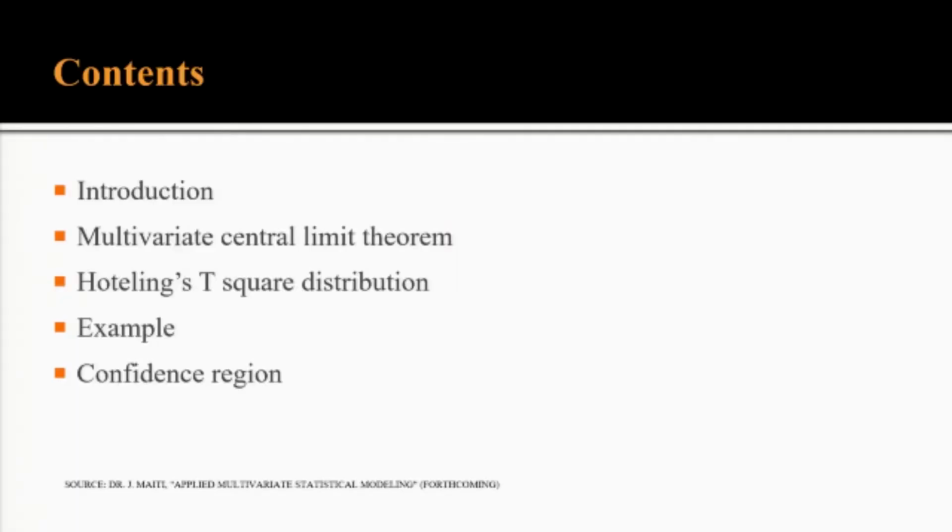We start with the multivariate central limit theorem, followed by modeling the T-square distribution, then one example, and then we give the concept of confidence region.